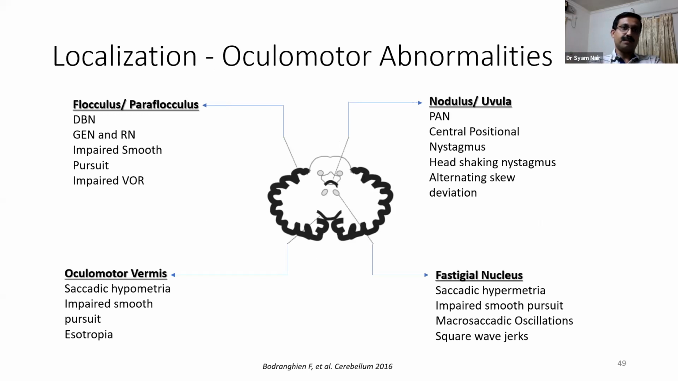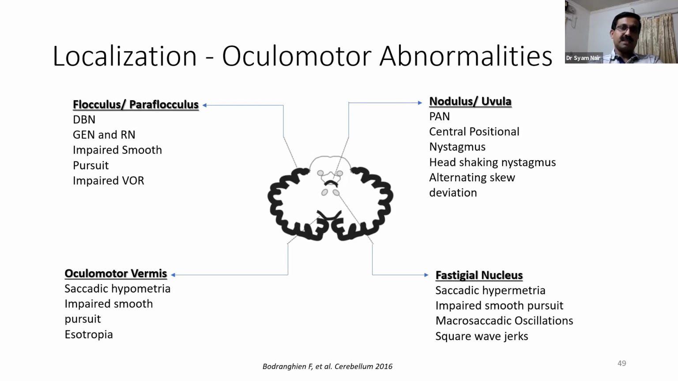You get downbeat nystagmus, gaze-evoked nystagmus and rebound nystagmus, impaired smooth pursuit and impaired vestibulo-ocular reflex when the flocculus or paraflocculus region is affected. For the nodulus and uvula also, you get a periodic alternating nystagmus, central positional nystagmus, head shaking nystagmus. When there is a vigorous head movement, nystagmus is precipitated, and skew deviation.